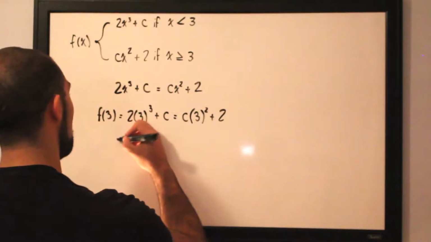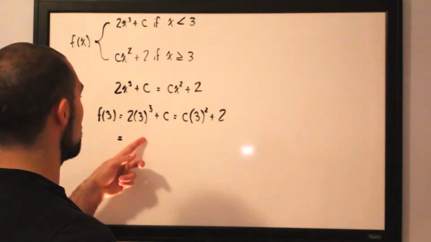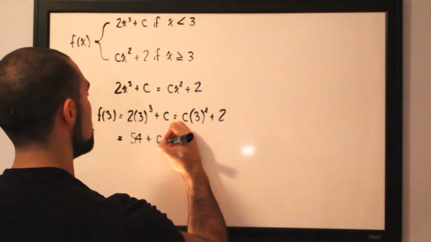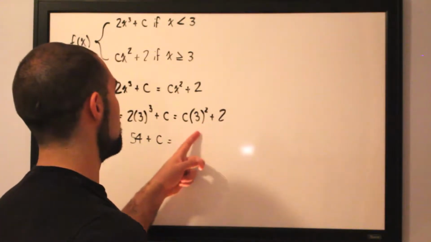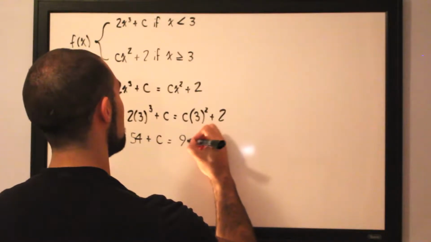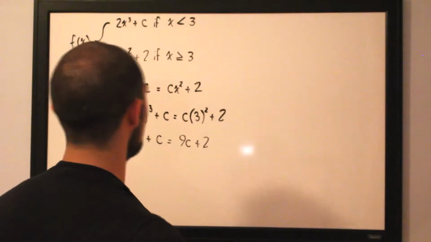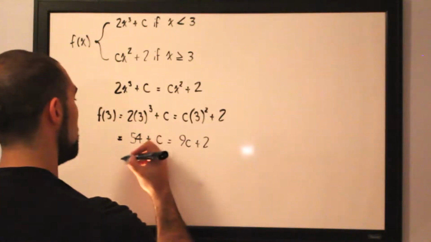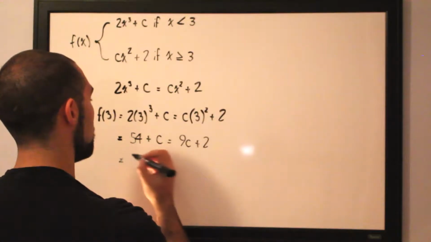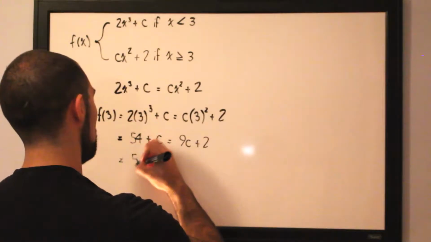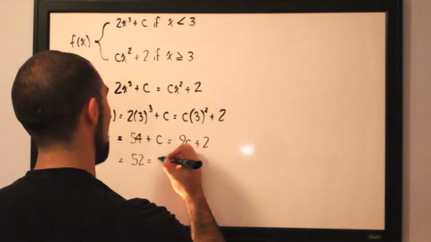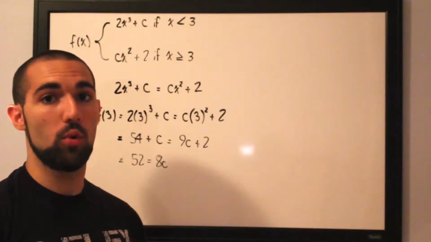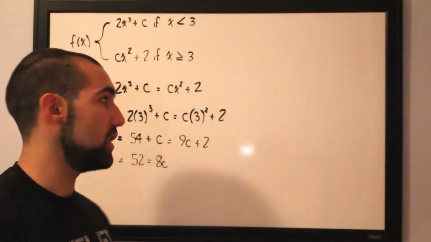So if we were to evaluate this, 3 to the third is 27, 27 times 2 is 54, 54 plus c is equal to 9c plus 2. We can drag everything over to one side, so we can take the 2 over here, and we can come to the conclusion that 52 is going to be equal to 8c. And that's how you solve for the c value that's going to make the function continuous.